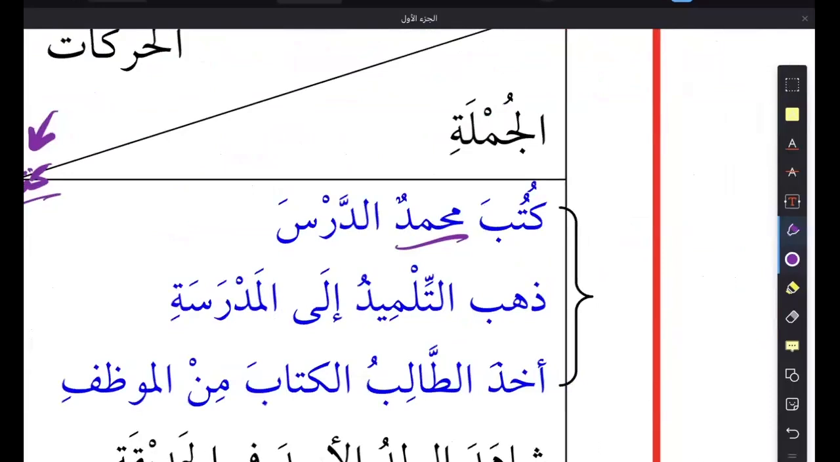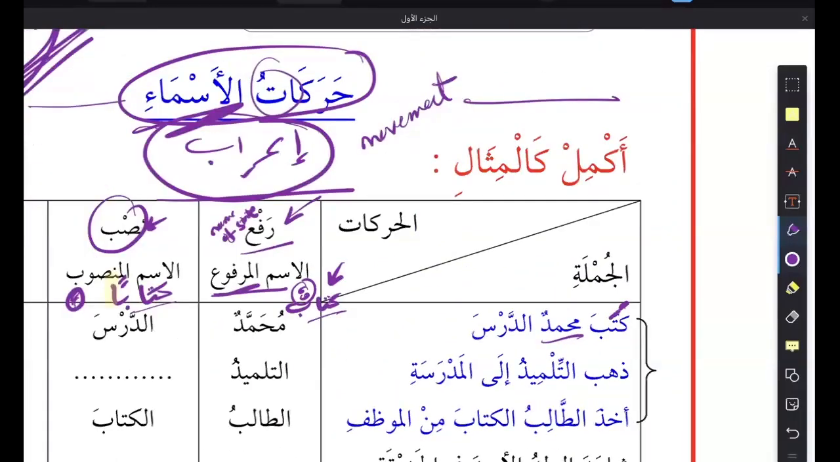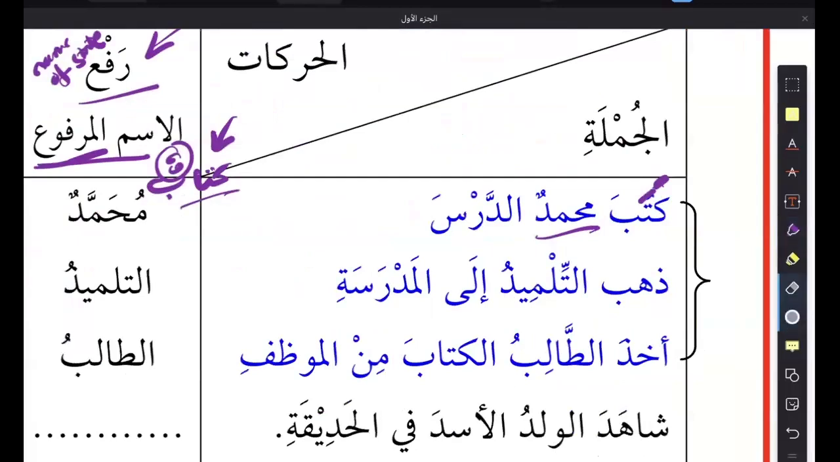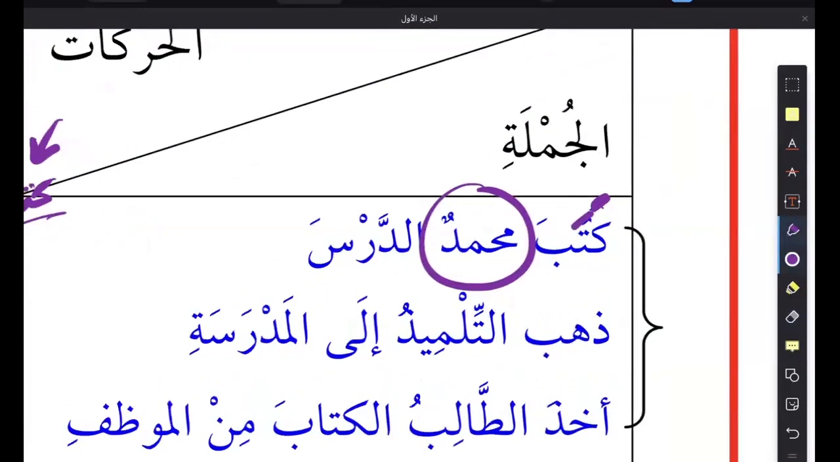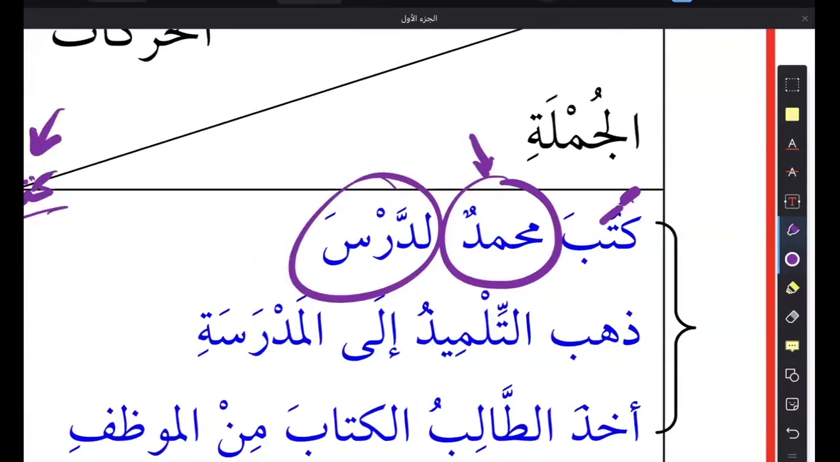For example, it says kataba Muhammadun ad-darsa. So first of all, this exercise is harakatul asma. Now Muhammad, what state is Muhammad in right now? If I ask what state of the Muhammad, then you say it is the state of raf. Yes, excellent. And the word Muhammad itself is marfu. And what state is ad-dars? Ad-dars is the state of nasb, and it is mansub.